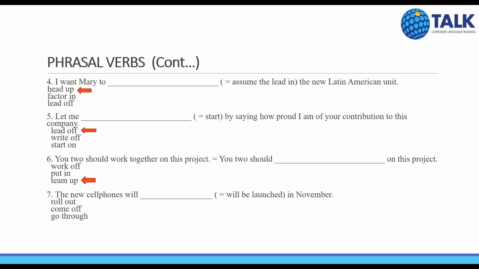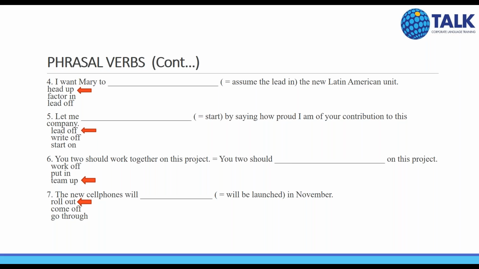Number 7, the new cell phones will be launched in November. So when you're launching a new product, or even a project, you're rolling it out. The new cell phones will roll out in November.